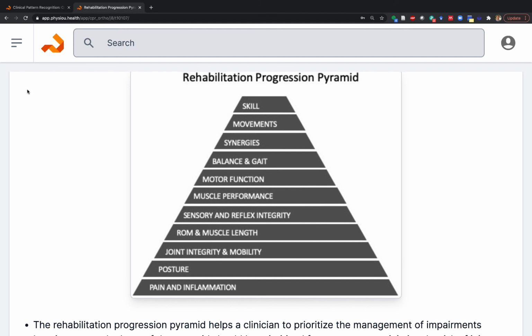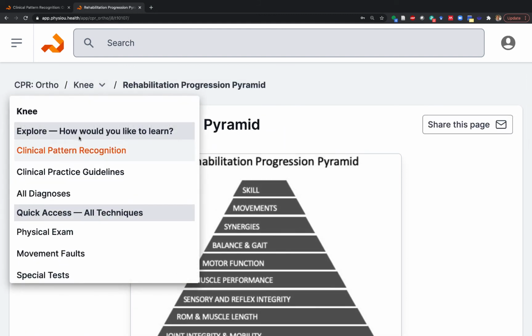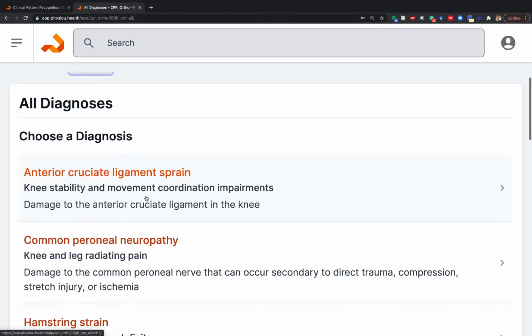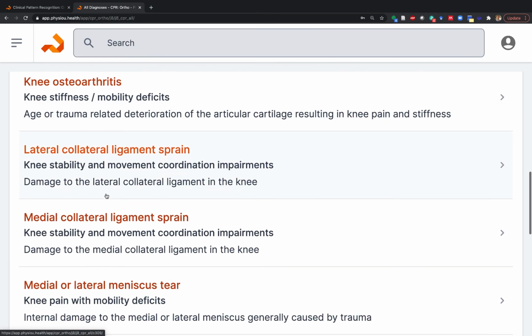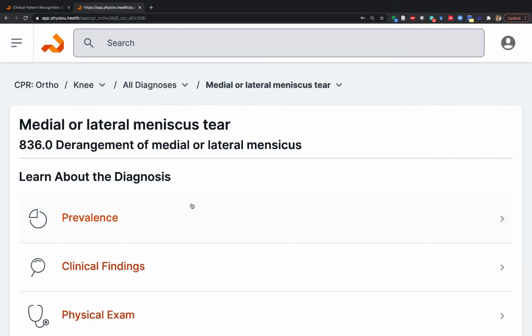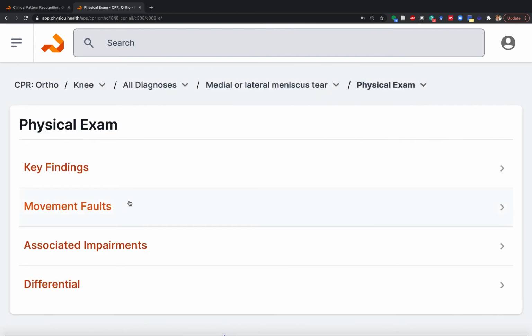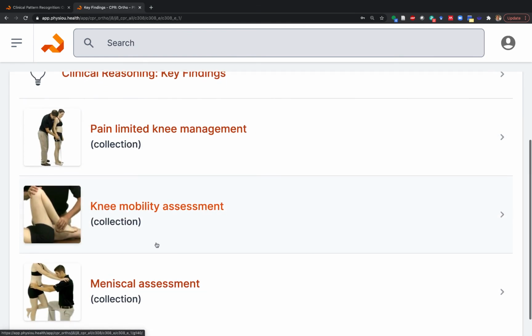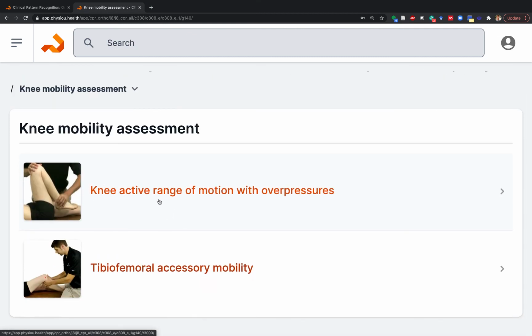Okay, so let's go back to the patient. Let's go to all diagnosis as a quick access to medial and lateral meniscus tear. And you can now take a quick look at the key findings here. Should I be assessing knee mobility? Yeah, absolutely. So you'll be learning in lab how I can assess active range and overpressures, passive range with overpressures, and look at tibiofemoral accessory mobility. This patient clearly has mobility deficits. They're locking, they're clicking, and so my primary key finding is to assess range.